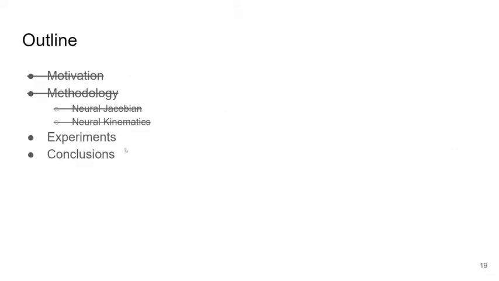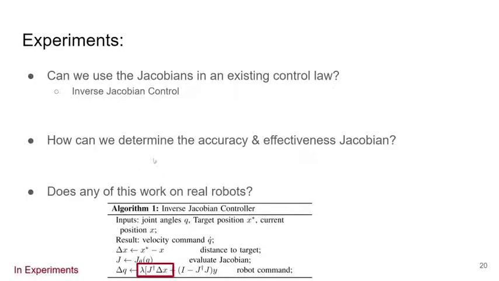Now let's talk about what experiments we did to validate the efficacy of these two proposed methods. So we had 3 questions we were interested in answering. Can we use the Jacobians in existing control law? Here we use inverse Jacobian control. How can we determine the accuracy and effectiveness of our Jacobians? And does any of this actually work on a real robot system?